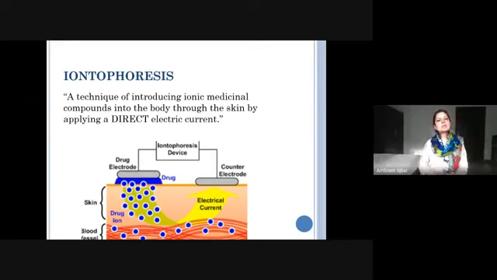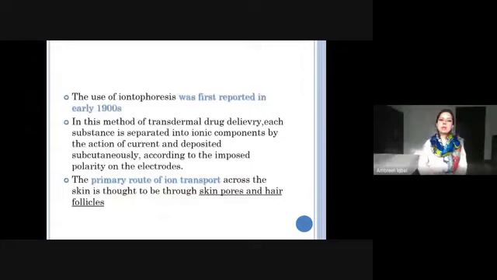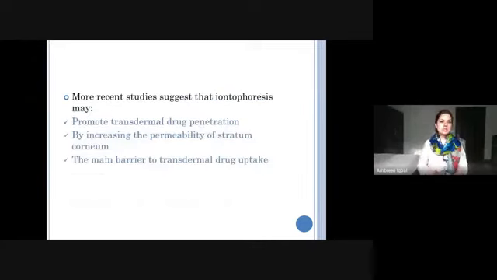The next is the use of iontophoresis, first reported in the early 19th century. In this method of transdermal drug delivery, each substance is separated into ionic compounds and, by the action of the current, deposited subcutaneously according to the imposed polarity of the electrodes. The primary route of ion transfer across the skin is thought to be the skin pores and hair follicles. Most recent studies also suggest that iontophoresis may promote transdermal drug penetration by increasing the permeability of the stratum corneum, which is the main barrier to transdermal drug uptake.